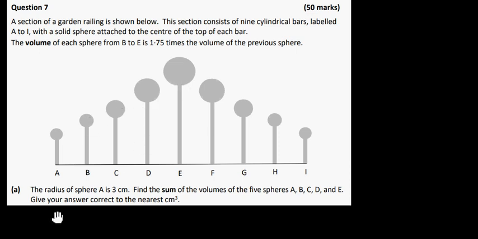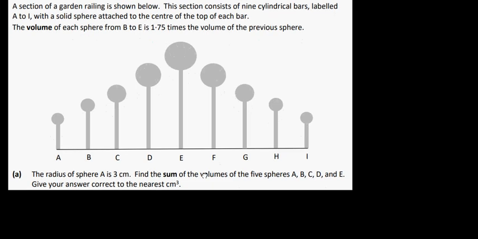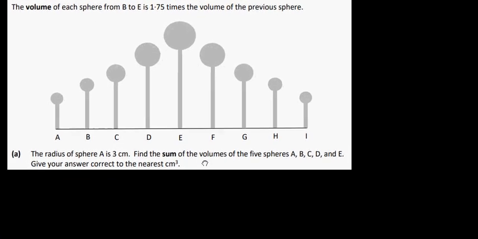Now, first question then. The radius of sphere A is 3 centimeters. Find the sum of the volumes of the 5 spheres A, B, C, D, E. Give your answer correct to the nearest cubic centimeter.